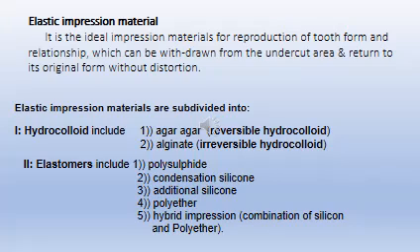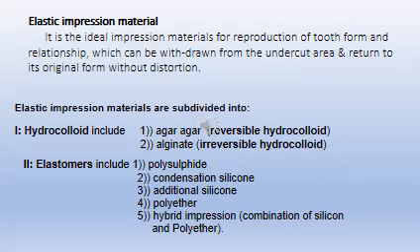Our lecture today is elastic impression materials. The definition of elastic impression material: it is the ideal impression material for reproduction of tooth form and relationship, which can be withdrawn from the undercut area and returned to its original form without distortion.